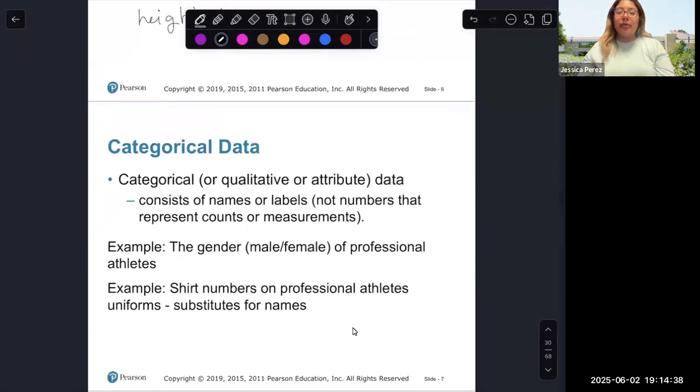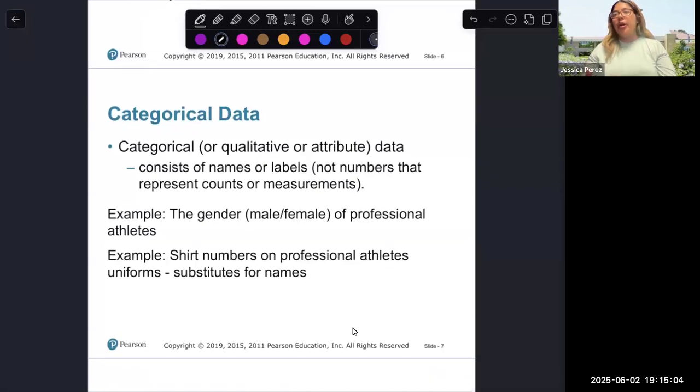We also have categorical data. Categorical data is more of a qualitative attribute. For example, it doesn't consist of an order, and it doesn't represent any counts or measurements. Categorical is more of names, labels. An example would be gender, male or female, right? Or numbers on a shirt. They're not by ranking, it's just numbers represented on the back of a jersey or so. Those are examples of categorical data.